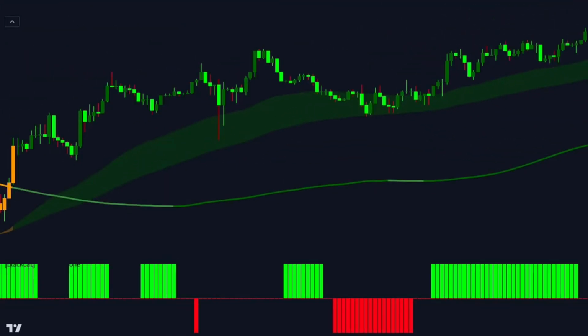When the EMA ribbon rises above the 200 SMA line and the price candles are also above both, it's a sign that the market could be heading into an uptrend. This means that the overall market environment might be favorable for buying opportunities. But remember, the indicator isn't directly signaling when to buy.